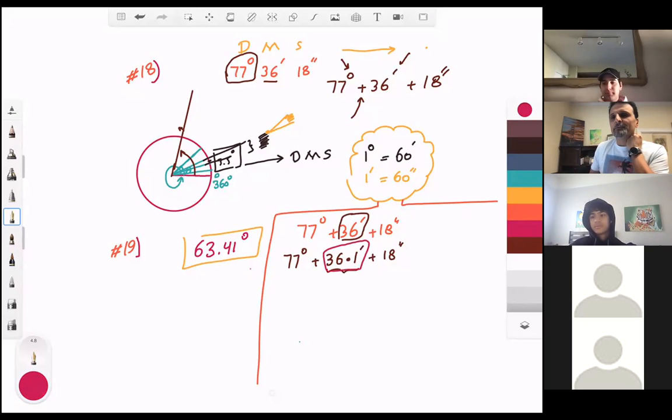Question here, why did I do that? So that's a cheating way to make it to a degree. 36 right now doesn't have any units. 1 minute. In your note sheet, we have 1 degree equal to 60 minutes.